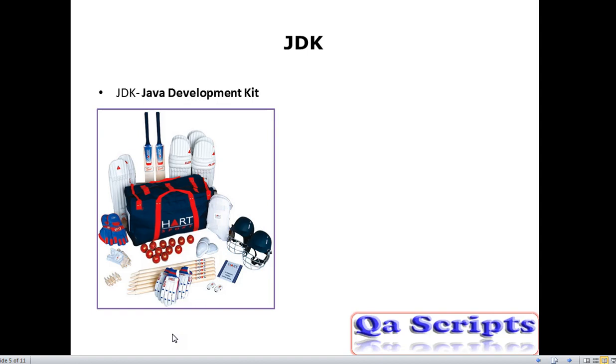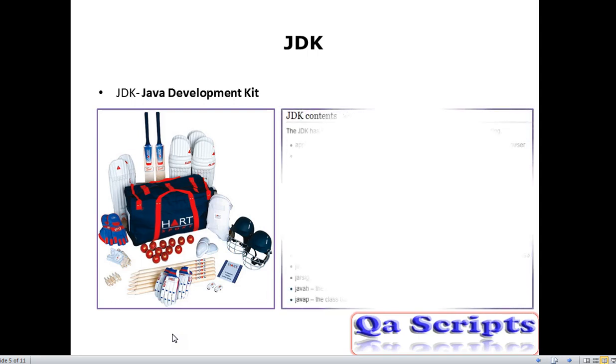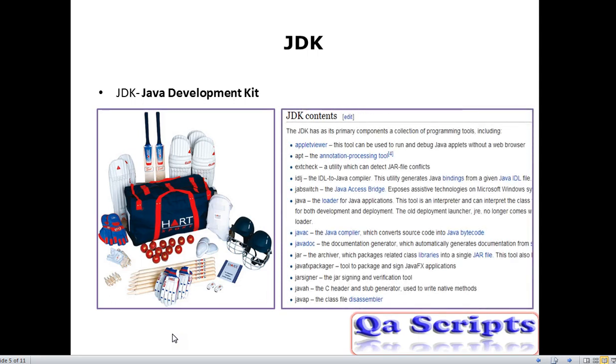Like that, to develop a program using the Java language, we need some components in our system. What are those components? Components like applet viewer, Java compiler, Javadoc, some of the jar files, and apt. These are the different components essentially needed to develop a program in a system, like a cricket kit to play cricket.